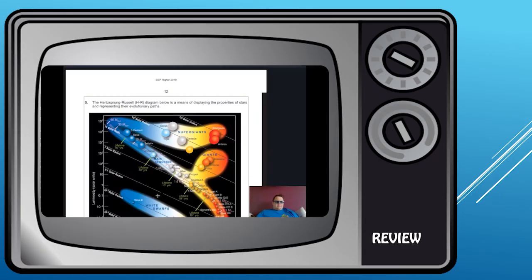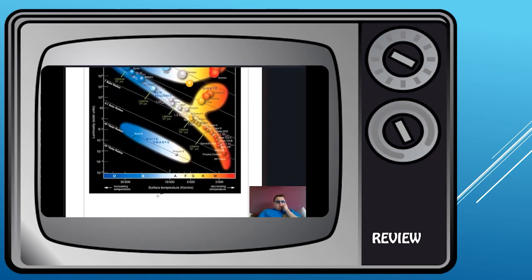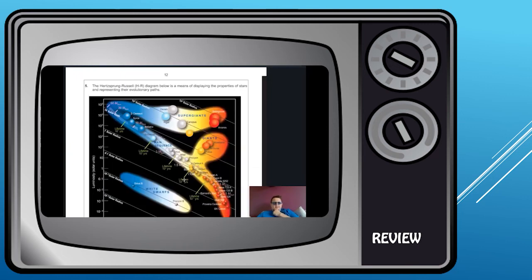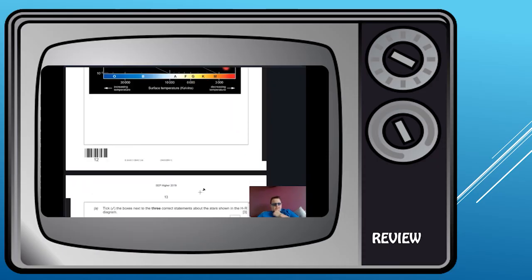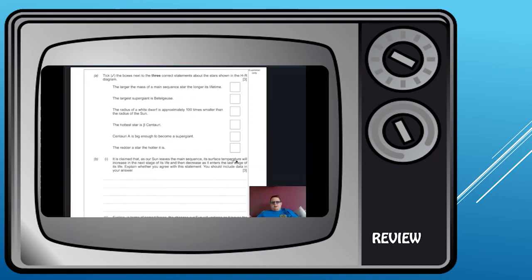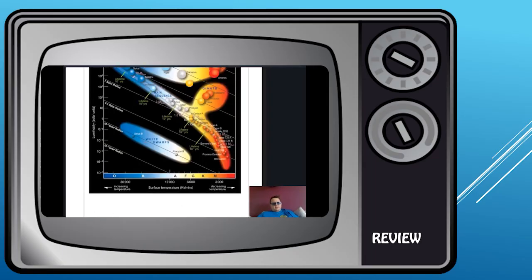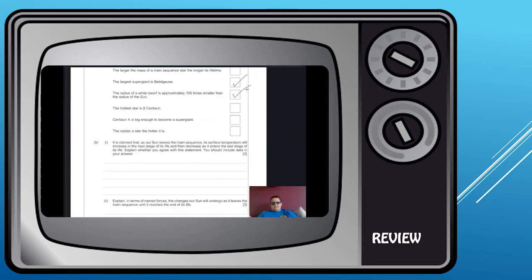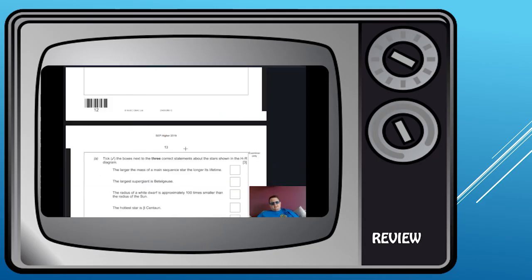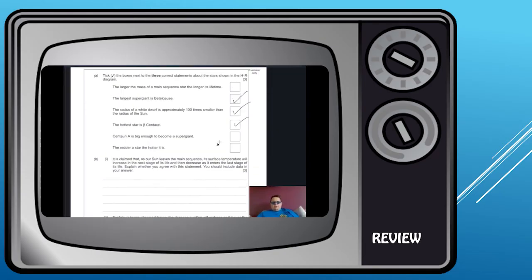Oh, another Hertzsprung-Russell diagram. Tick the boxes next to the 3 correct statements about the stars shown in the Hertzsprung-Russell diagram. The larger the mass in the main sequence, the longer the star's lifetime. Well, we can't tell. Oh, yeah, we can. We got lifetime. No, that's not right. The largest supergiant is Betelgeuse. Yeah, because it's the one that's the highest up on those lines. Good. The radius of a white dwarf is approximately 100 times smaller than the Sun. So if we look here, 10 to the minus 2 is 100 times, so yes. The hottest star is Beta Centauri. Yeah, because it's the one most to the left. Good. Centauri A. No, can't be very similar to our Sun. And the redder a star, the hotter is wrong. So it's those 3, 2, 3, and 4.